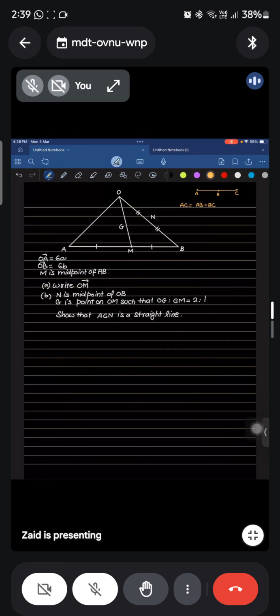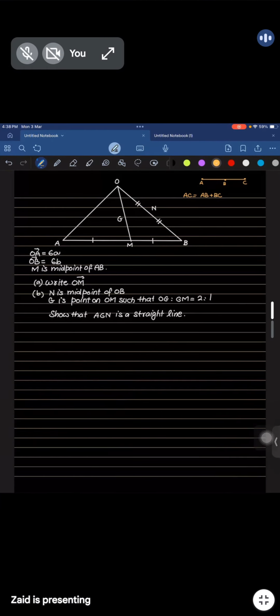So they've given us some values and they have made some ratios as well. So we just need to figure out that thing as well.